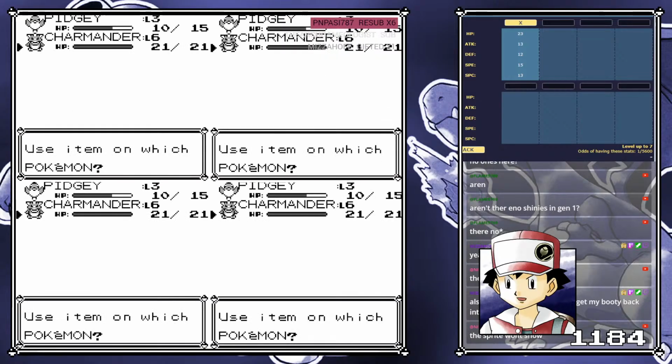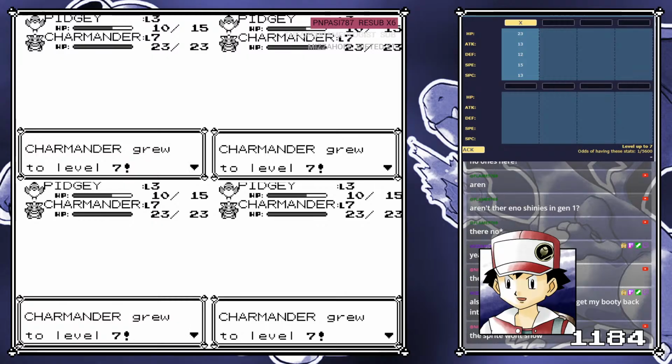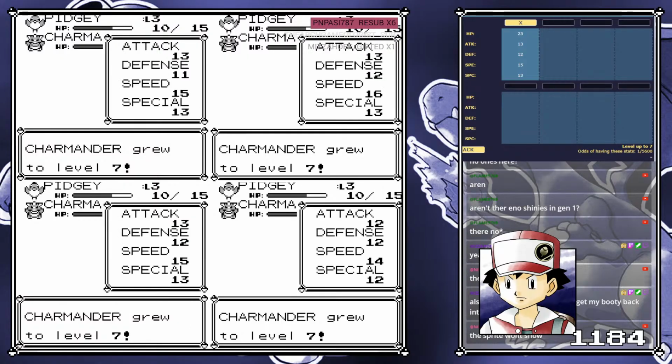Now, to get rare candies and stuff before you get a starter, you have to do an item underflow glitch, which is a bit tedious. I have no idea how someone even figured that out.